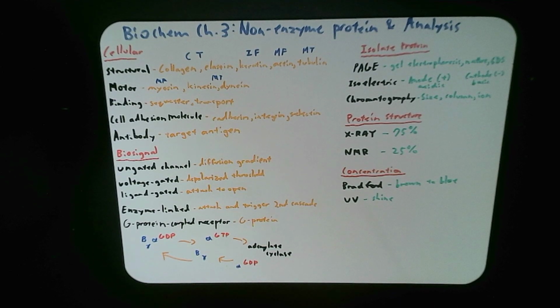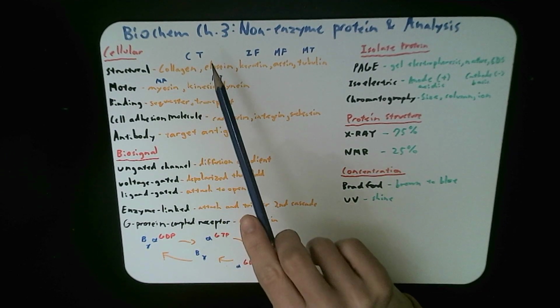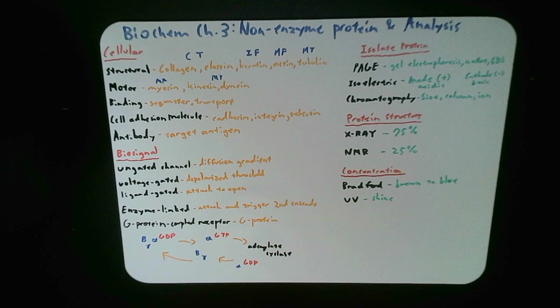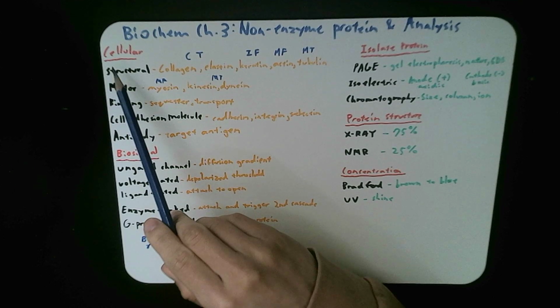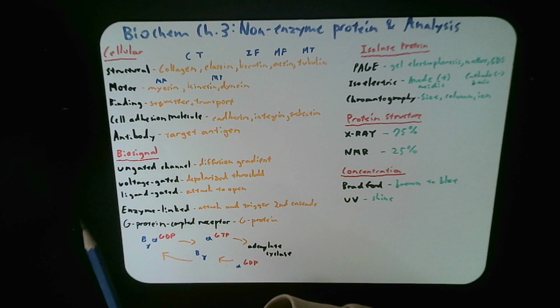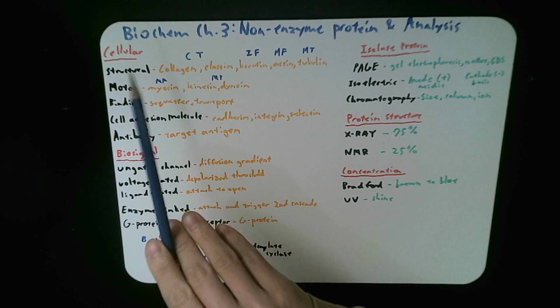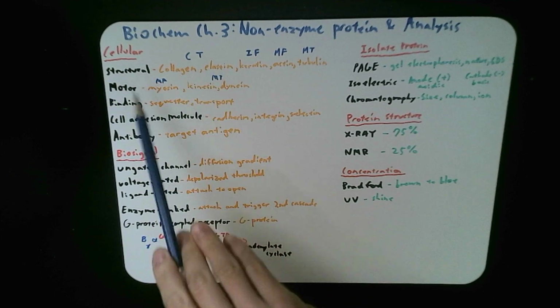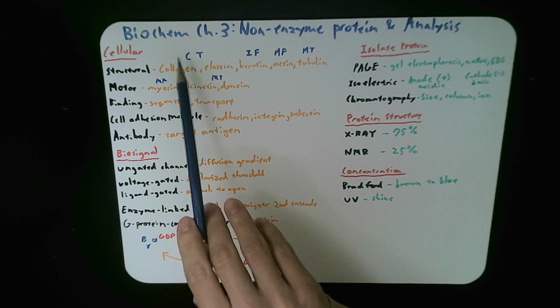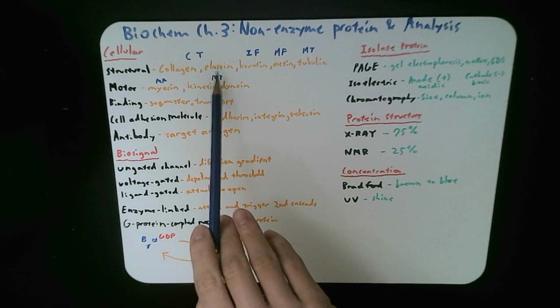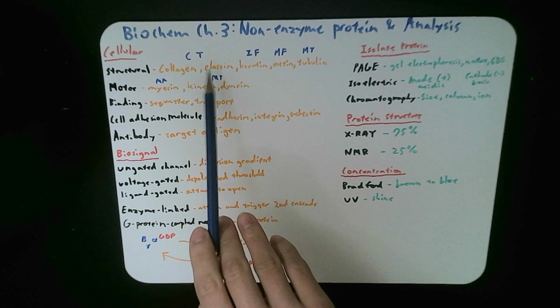Today we have Biochem Chapter 3, Non-Enzymatic Protein and their analysis. So, starting off, we have cellular proteins. That includes the structural ones, including collagen and elastin, which are found in your connective tissues. They're in an extracellular matrix.